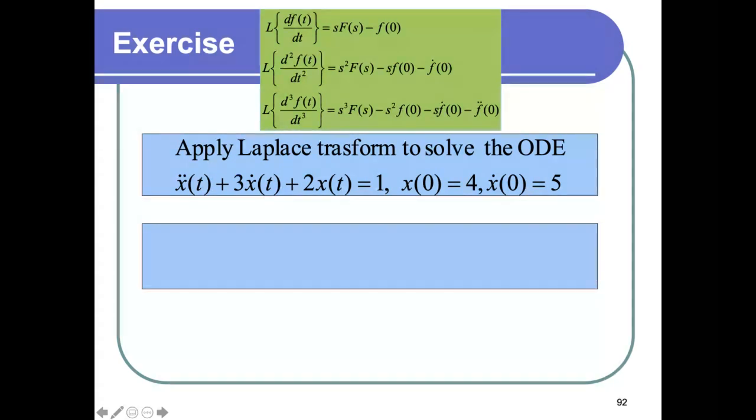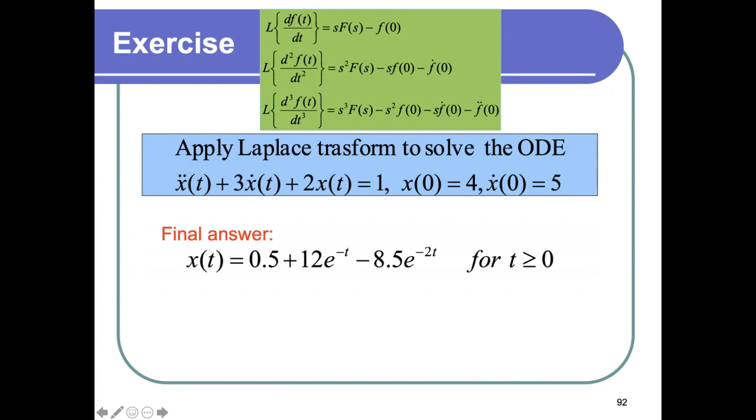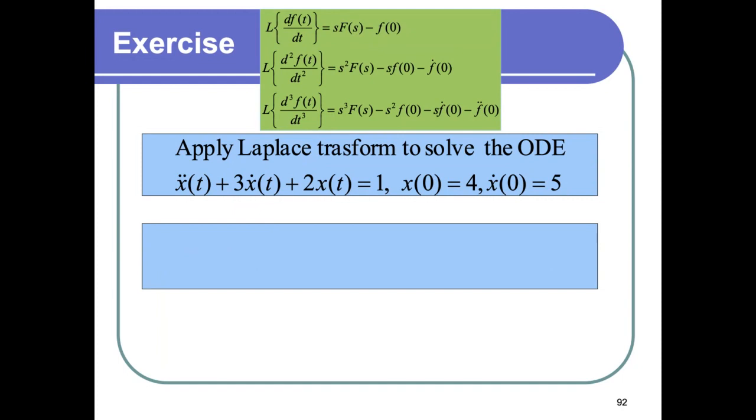You get 5e to the power of minus 2t. Okay, let's see. It's incomplete. All right, so any other attempts? If you're not able to solve it, what was the source of difficulty? Where did you get stuck?